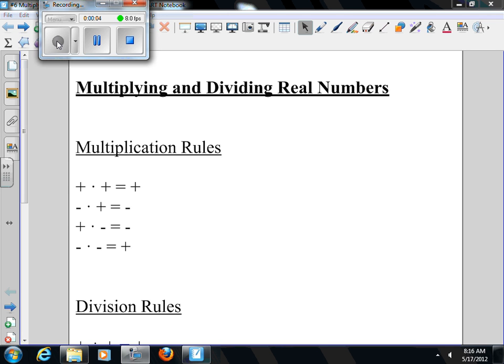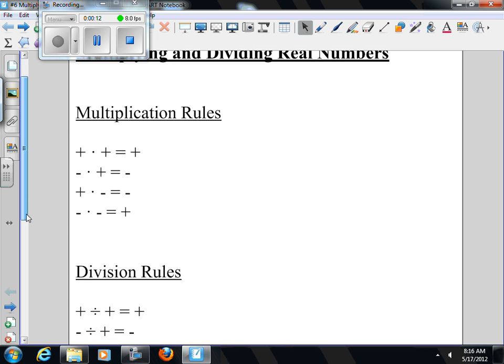Today we're going to be talking about multiplying and dividing real numbers. And there are certain rules for multiplication and division. For multiplication, a positive times a positive equals a positive. A negative times a positive equals a negative. Positive times a negative is a negative. And a negative times a negative equals a positive.